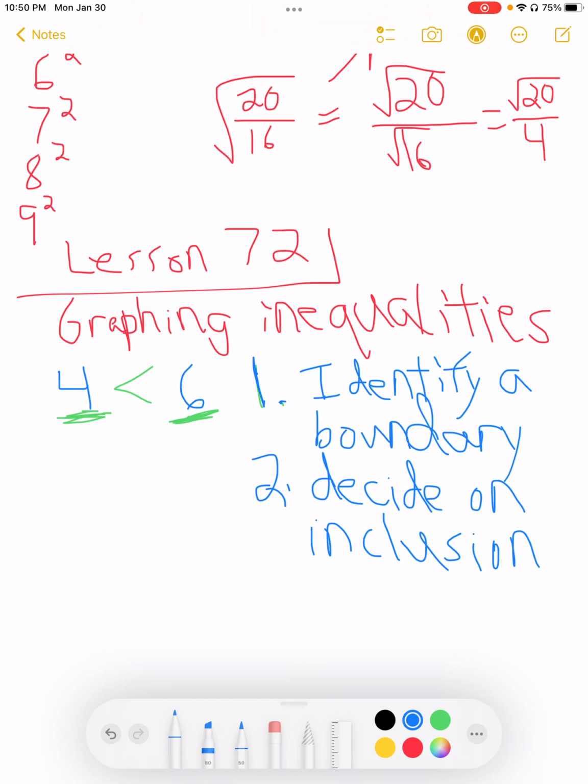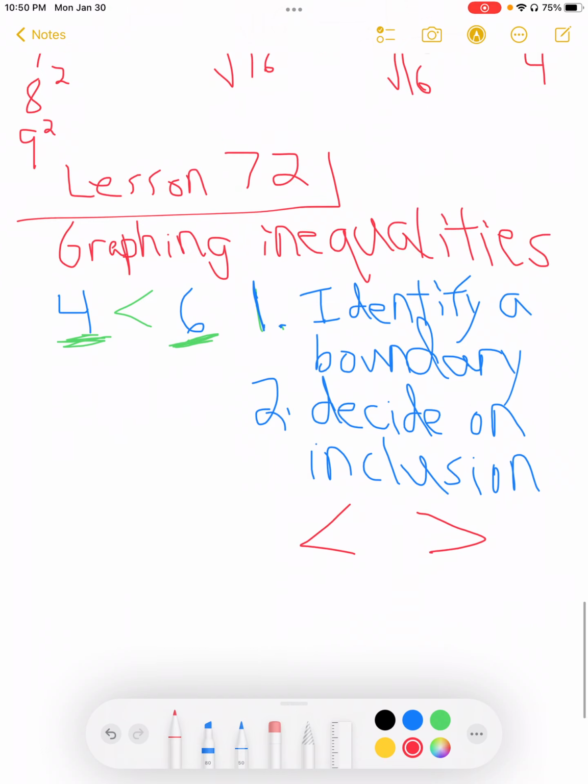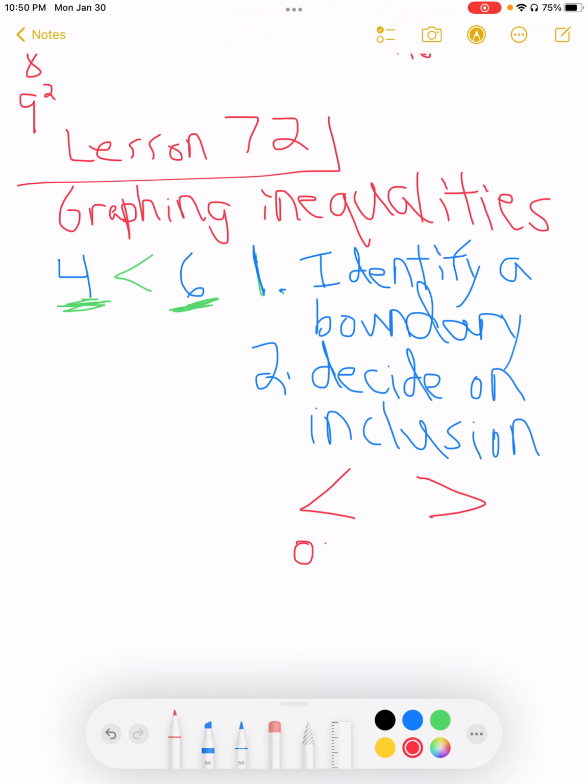So inclusion here, right? If I have a symbol that looks like greater than or less than, those two symbols here, I'll just leave them like they are. We would just say that it's an open circle. Maybe I'll just draw an open circle like this, and then you'll get to see it in a second. Okay, an open circle. And then if it's a closed circle, okay.